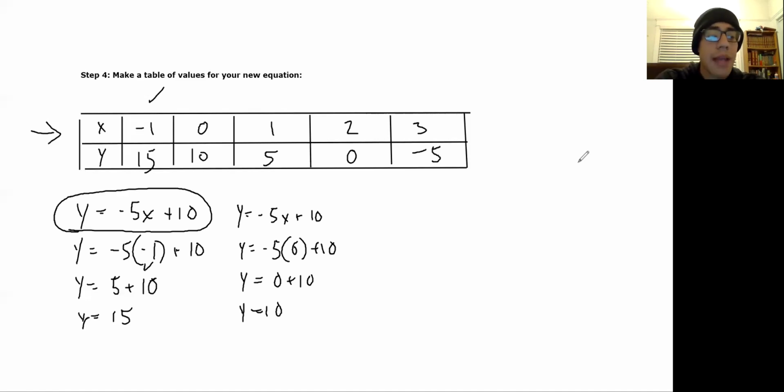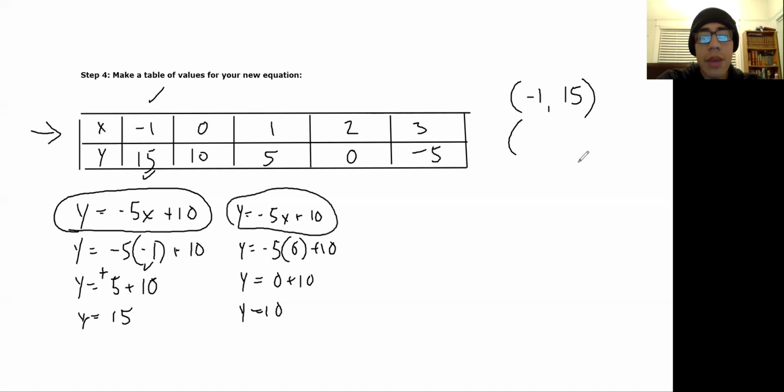Which means that it's +5 plus 10, right? But the 10 is just kind of there because that was my C, and it's a regular number. 5 plus 10 is 15. My y is 15. That's how I got this. And that's my first coordinate point, -1, 15. And that's what I'm going to graph in the next step. But I'm going to fill out my chart, right? Right here, I started off with the equation again.